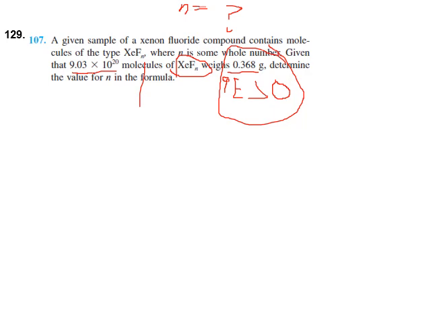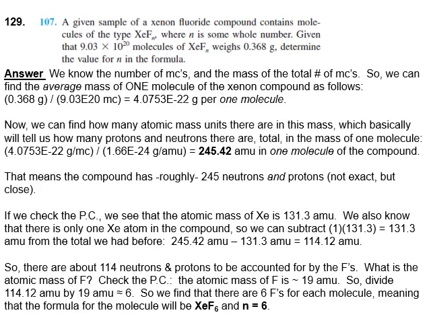And then just look up the mass of xenon in your chart. Remember to look up the mass, not the atomic number. And then subtract that number from whatever the number was that you got over here. So let's go ahead without further ado and go to the answer slide.